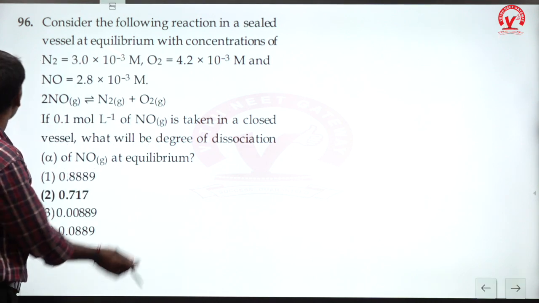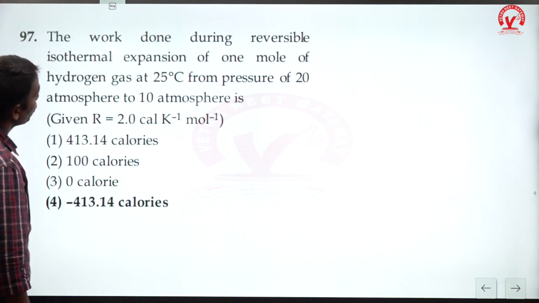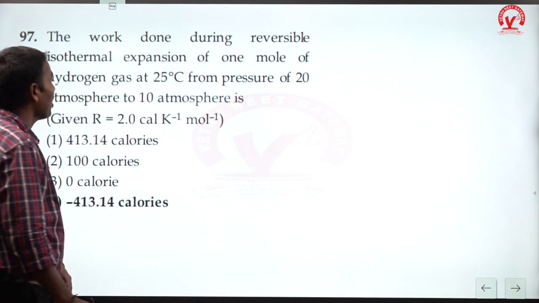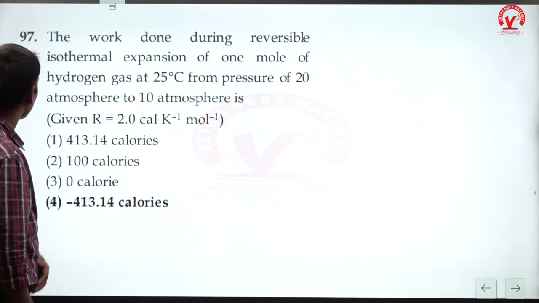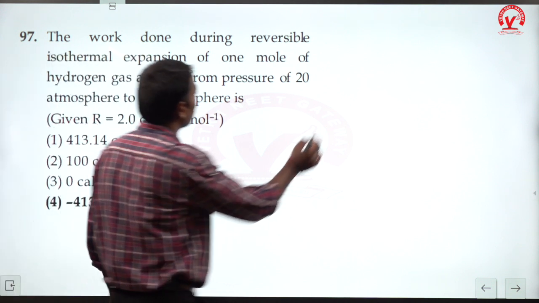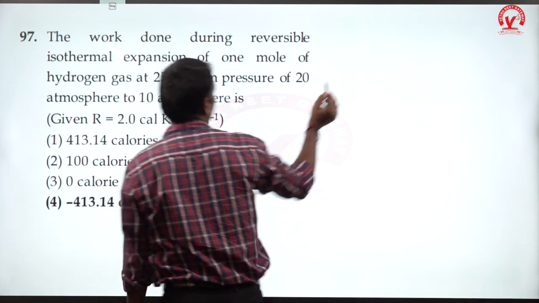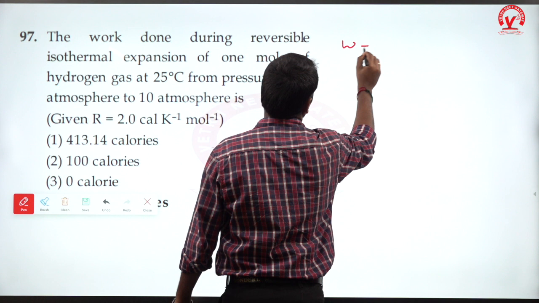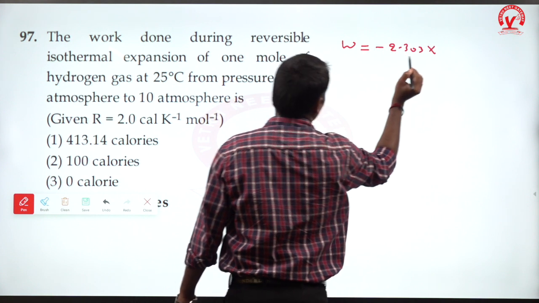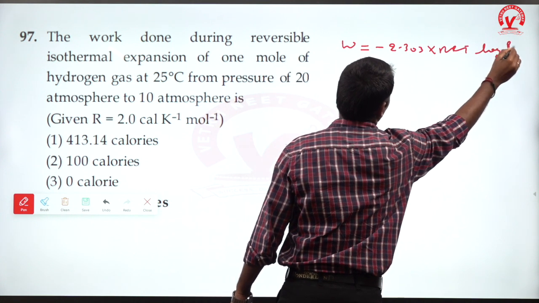So like this we have to observe question number 96. Then move on to the next question, number 97. Work done during the reversible isothermal expansion of 1 mole of hydrogen gas at 25 degrees Celsius from the pressure of 20 atmospheres to 10 atmospheres, right? So here it is also a very simple question. Work done for an isothermal reversible process, W is equal to minus 2.303 nRT log of P1 divided by P2.